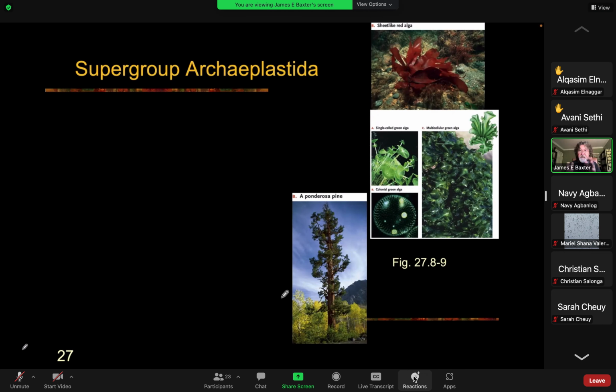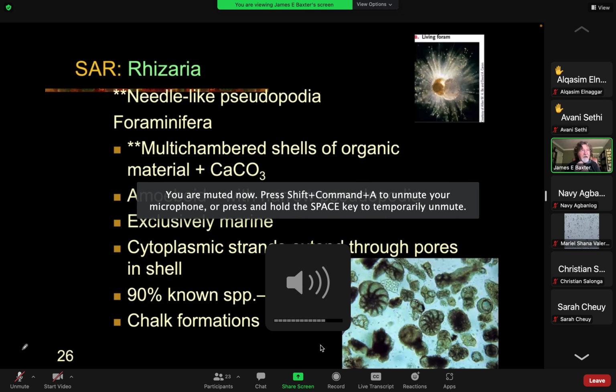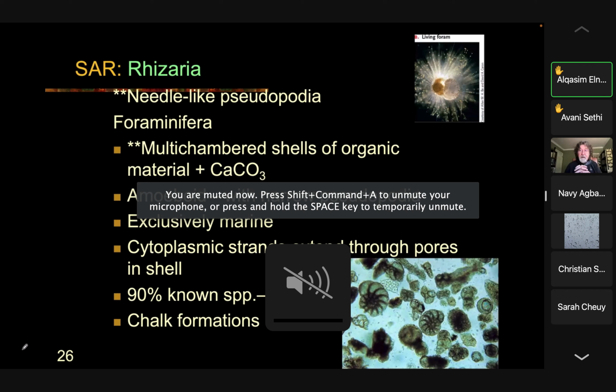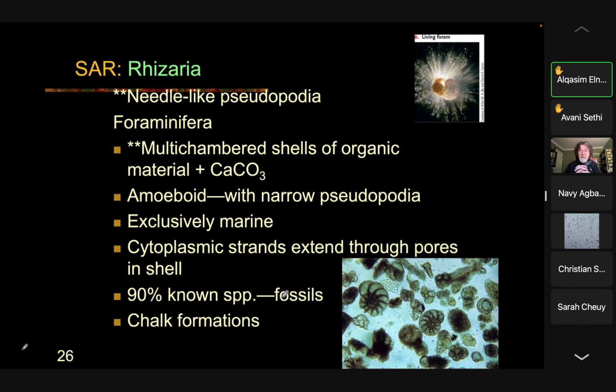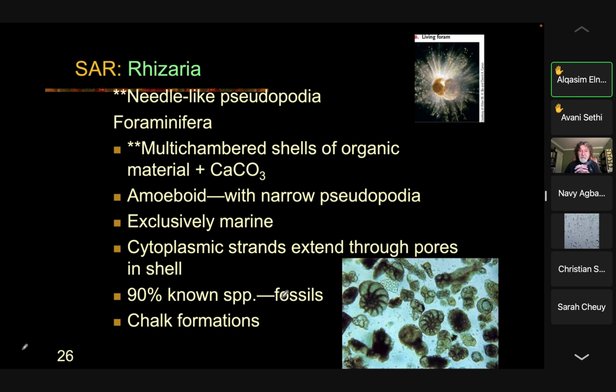And I will just, yes, Alquazim. And then Avanti. Yeah, sorry. So they are the ones that are accountable for making chalk formations, and not the other way around.